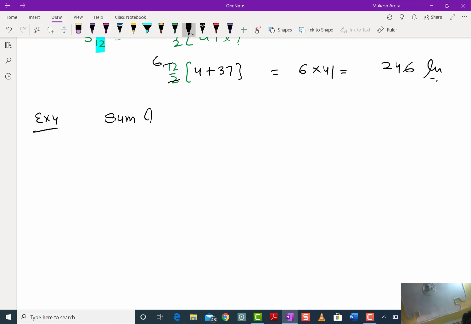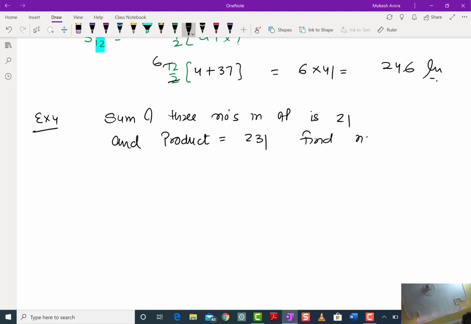Next sum: the sum of three numbers in AP is 21 and their product is 231. Find the numbers. It is not the first three numbers, just three numbers. The three numbers will be a minus d, a, and a plus d.